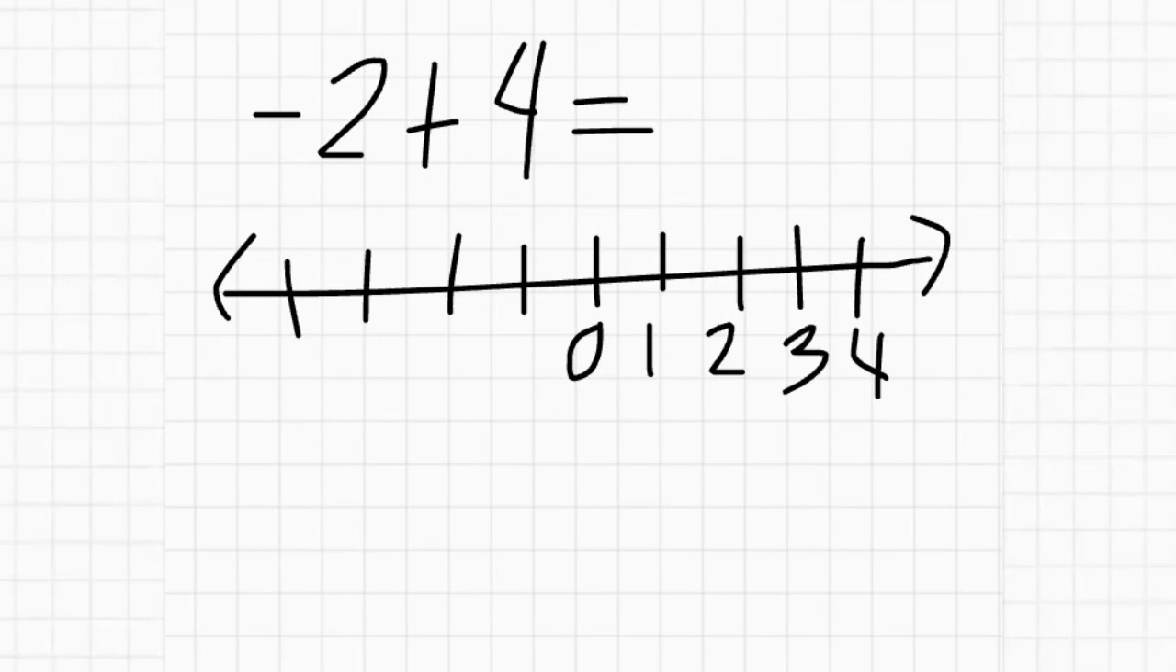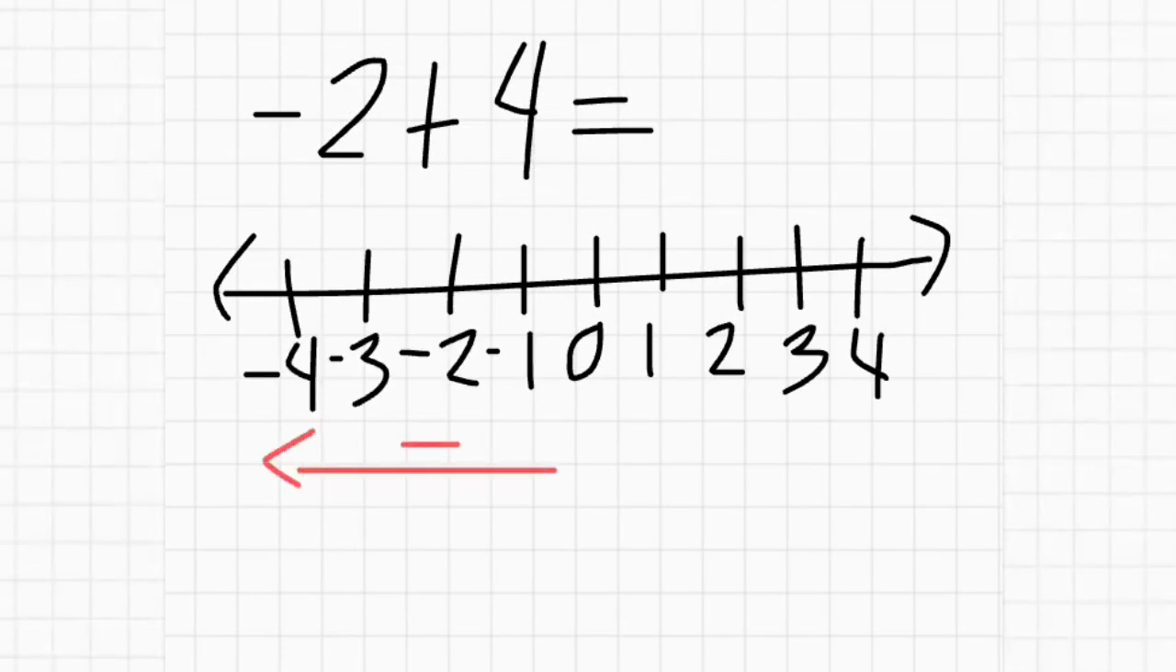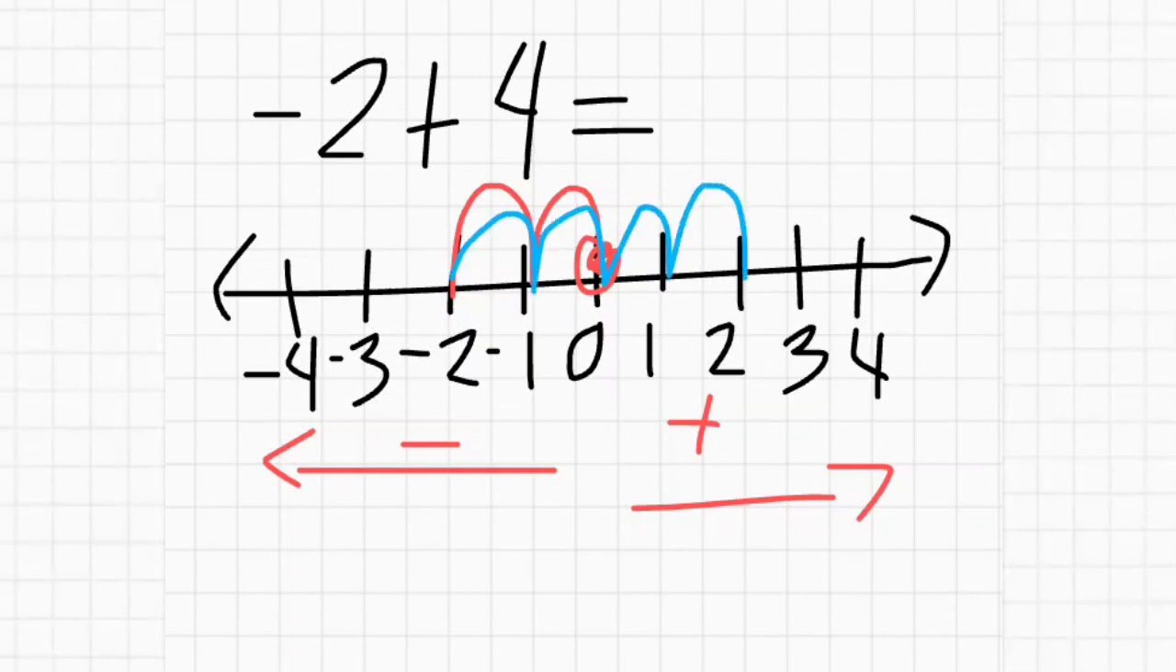So for our next example, we have negative 2 plus 4. Let's use the number line again. Now, since we have negative 2, we're moving to the left. So count 1, 2, and then let's move to the right and count 4 since 4 is positive. So we end at positive 2. So our answer will be positive 2.